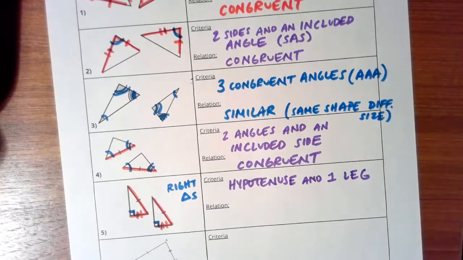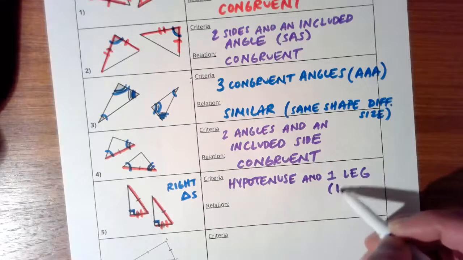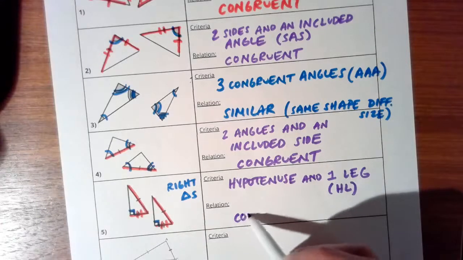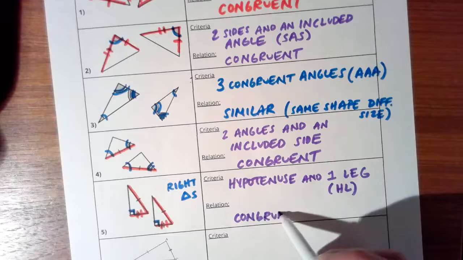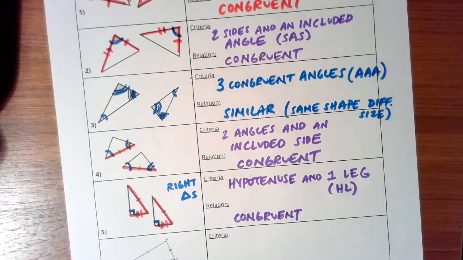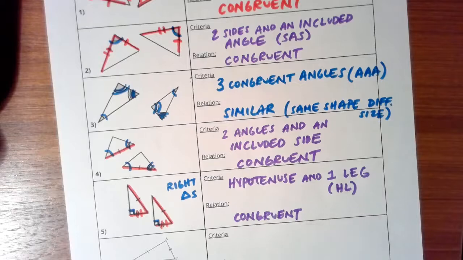HL for short, and when you have that information, that is enough to prove that the triangles are congruent. And remember, this is for right triangles only. Last one.